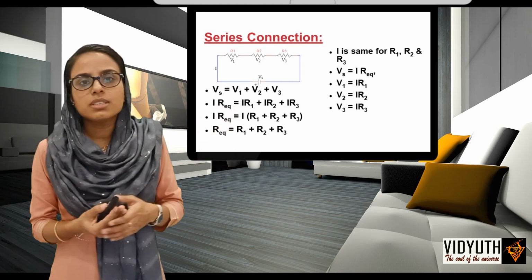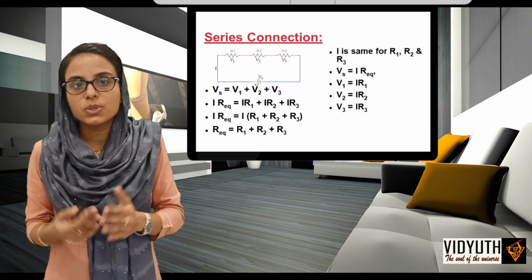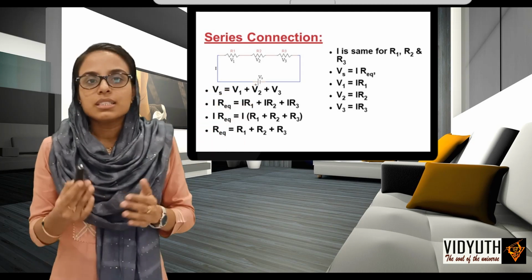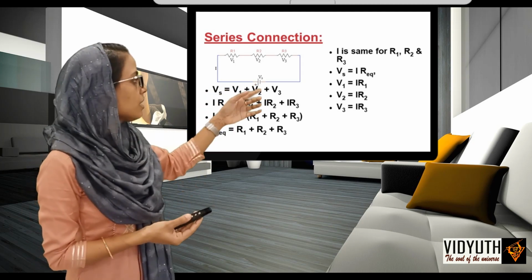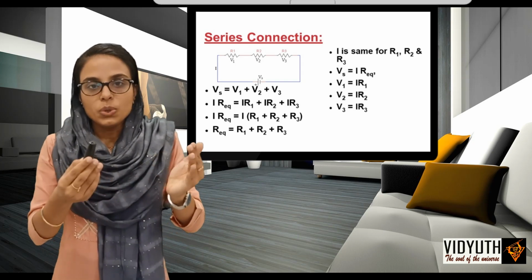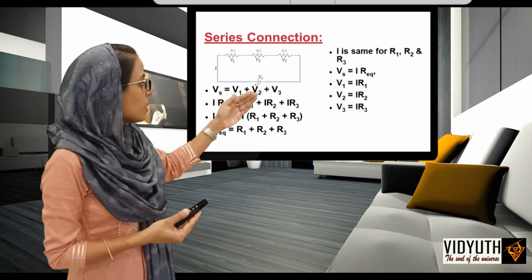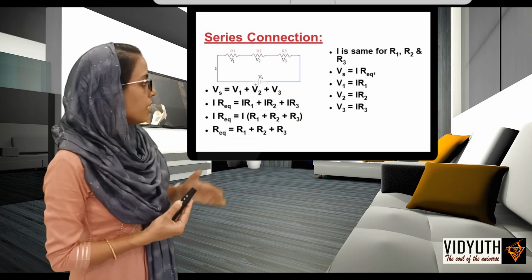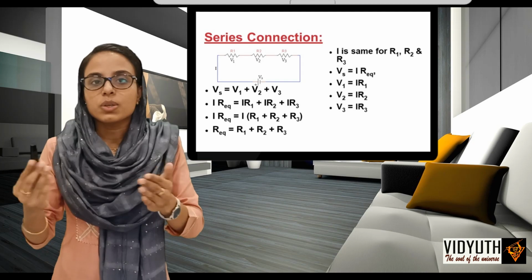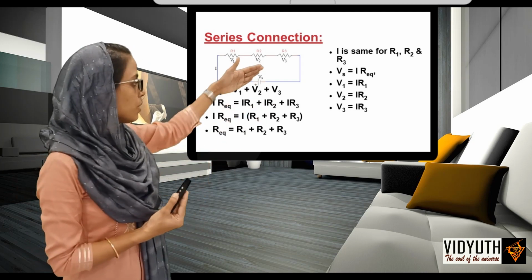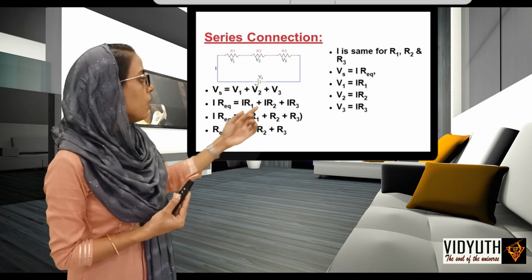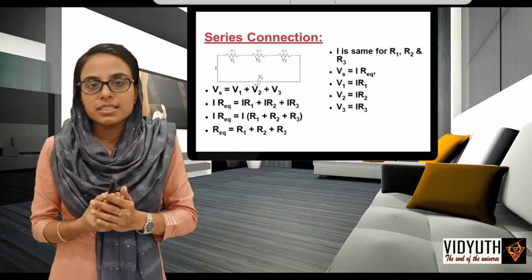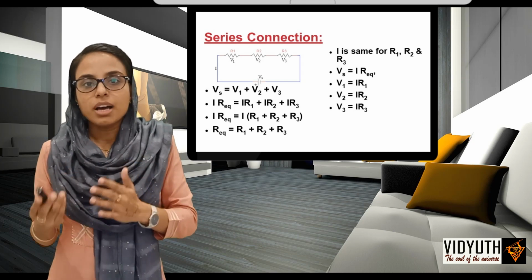What is V2? That is the voltage across the resistance R2. So I into R2. What is V3? V3 is voltage across the resistance R3, that is I into R3. So the equation will become I into R equivalent is equal to I into R1 plus I into R2 plus I into R3. So രണ്ട് സൈഡിലുള്ള കറണ്ട് എന്ത് ചെയ്യുന്നു, കോമൺ ആയിട്ടുള്ള കറണ്ട് കട്ട് ചെയ്ത് കളയുന്നു. സോ the equation will become R equivalent is equal to R1 plus R2 plus R3. So total equivalent resistance will be equal to R1 plus R2 plus R3.